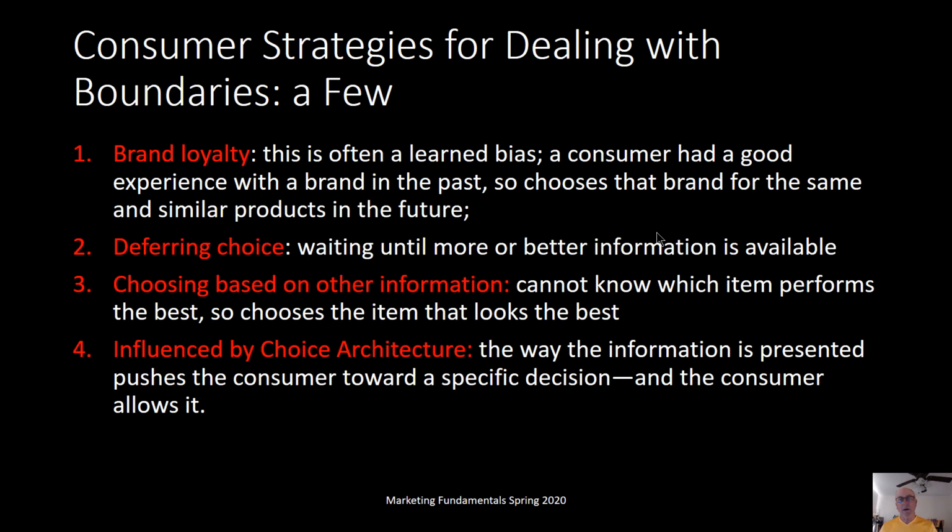Deferring choice. I might decide that I really don't have enough information to make a good decision and that later I will have, so I simply don't choose. I also choose based on other information. I can't know which item performs the best, so I choose the item that looks the best. That might work in a number of cases, but we'll talk about that later.